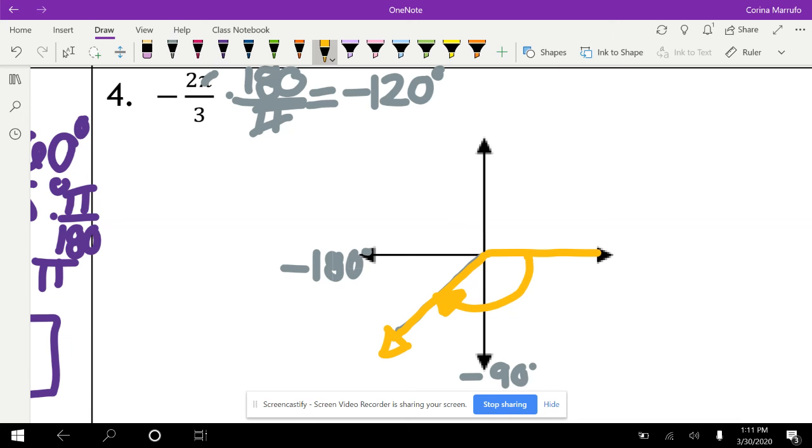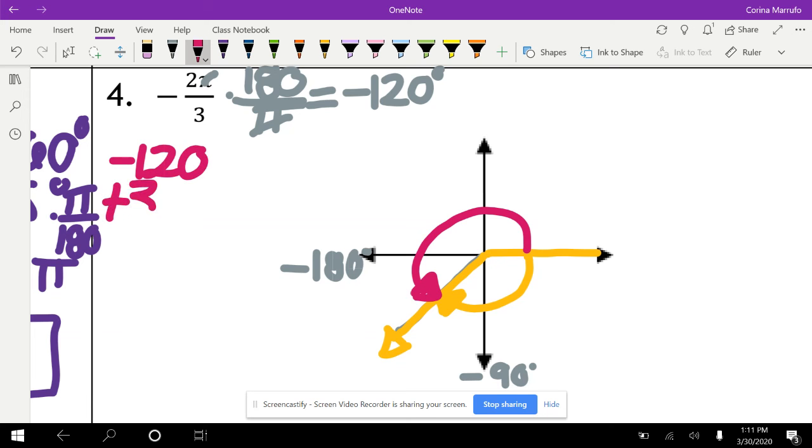Now from there, we are going to find one positive and one negative. So to find a positive, it would go in this direction, in the positive direction. So the way that we find that is we take our angle negative 120 and we add 360. We add one full rotation, which in that case would give us 240.